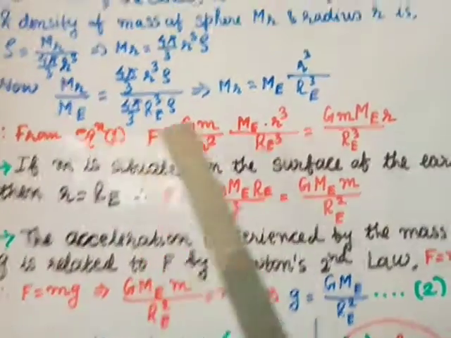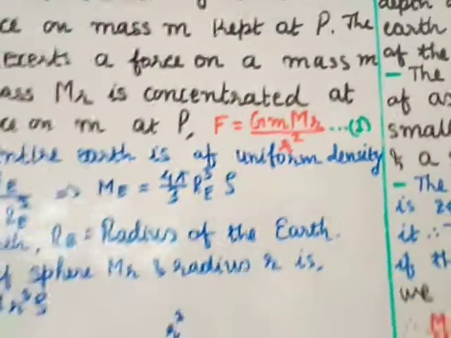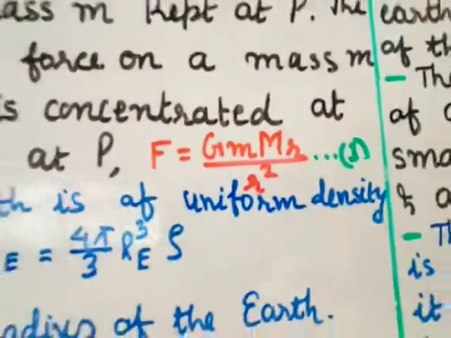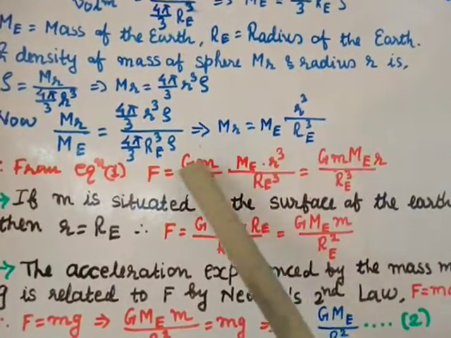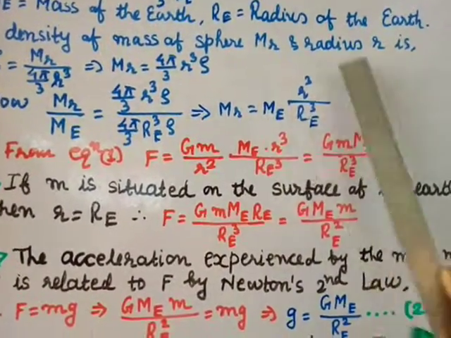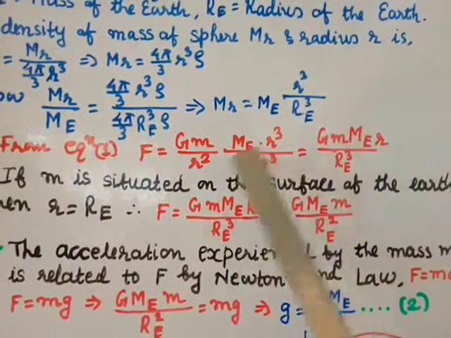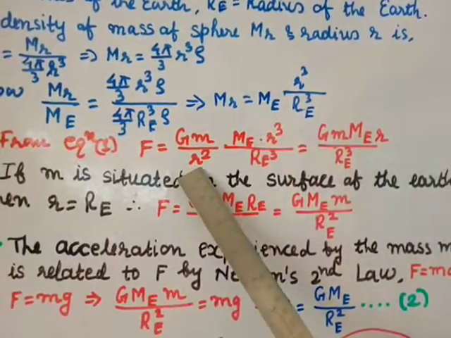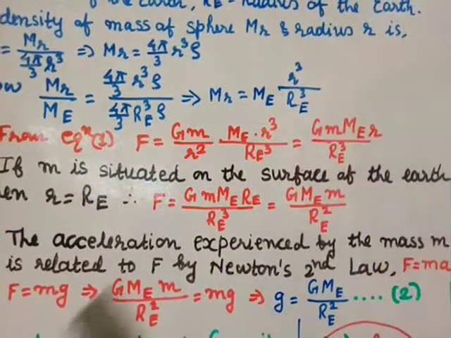Now from equation 1, F is equal to GMm divided by r squared. Take equation number 1. So from equation number 1, F is equal to GMm by r squared. Now GMm by r squared I keep as it is, and this Mr value I'll place from here. So GMm by r squared as it is, and the Mr value is Me r cubed by Re cubed. This gives you G m Me r cubed over r squared Re cubed, right? So you can cancel r squared, so you get r here, and the denominator is Re to the power 3.